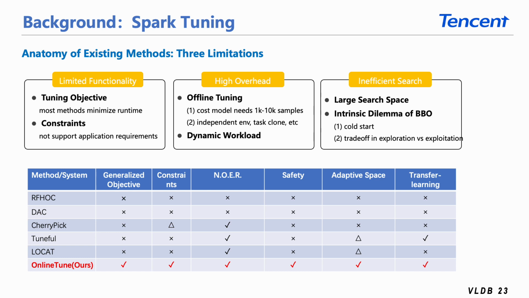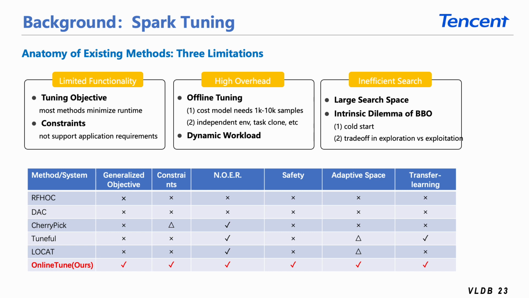The second one is high overhead. As we mentioned previously, many tuning frameworks belong to the offline tuning paradigm. It brings high overhead and often incurs data security issues and cannot adapt to dynamic workload. The third one is inefficient search, which arises from two aspects. First, large search space, and then intrinsic dilemma of black box optimization.